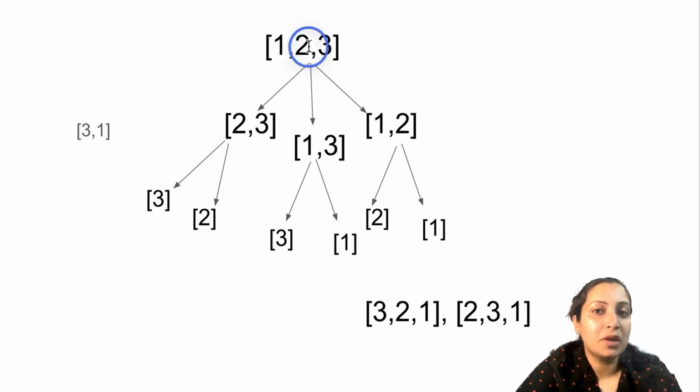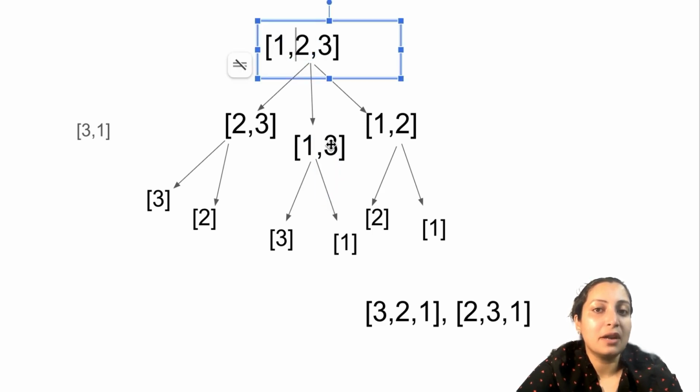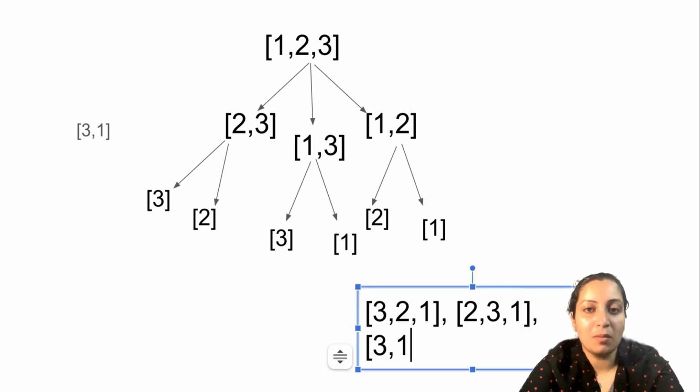But you remember when you came from here to here, you got rid of this 2. So you have to append that 2 also in the end. Hence, your two combinations would be 3, 1, 2 and 1, 3, 2. I hope this is clear.